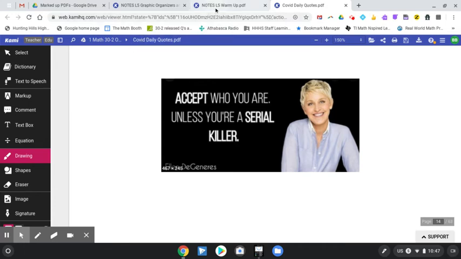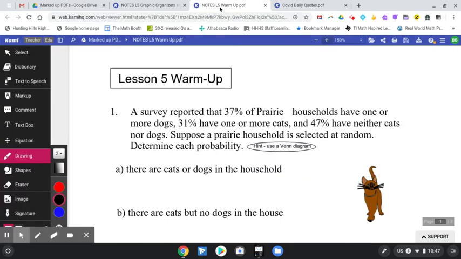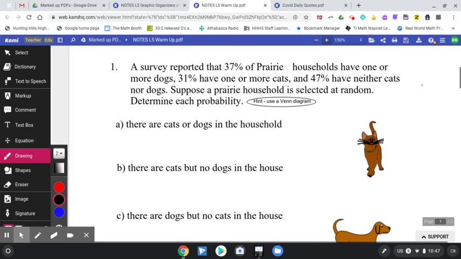So we are going to be doing, I don't think you'll find it really new, the work we're doing in Lesson 5. It's kind of a combination of some graphic organizers we've used in the past, along with what we've learned in probability. But before we get to the actual Lesson 5, I just thought it would be a good idea if we did a little bit of a warm-up to review some of those graphic organizers.